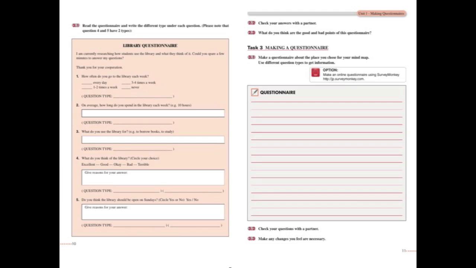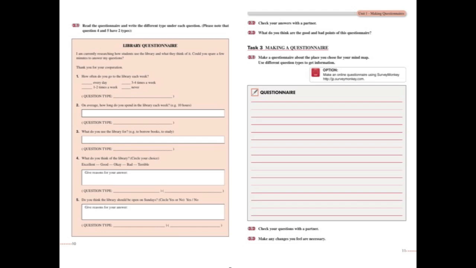Then over the page, students are provided with a model library questionnaire, and they're asked to match the different question types that they've looked at on page 9 to each of the questions, and to discuss what they like or dislike about the questionnaire. Do they think the questions are good questions? What information can they get from these questions?